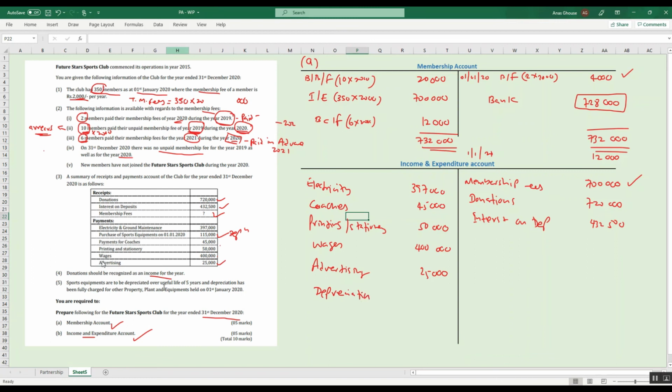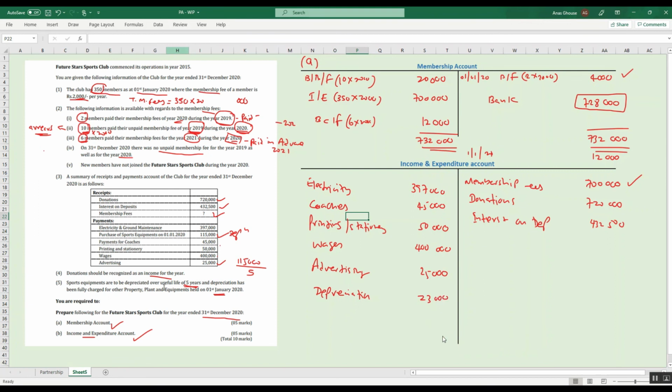Now finally you have to calculate the depreciation. How do you calculate the depreciation? It's given that sports equipment is to be depreciated over a useful life of 5 years, and depreciation has been fully charged for other property, plant and equipment held on 1st January 2020. So 115,000 divided by 5 will be the depreciation amount, which is 23,000.